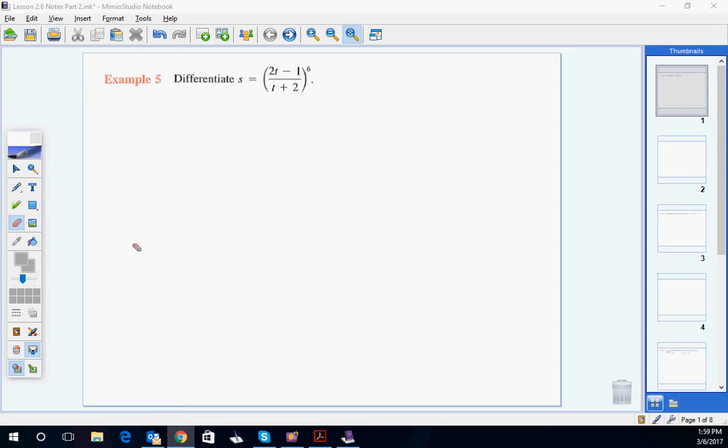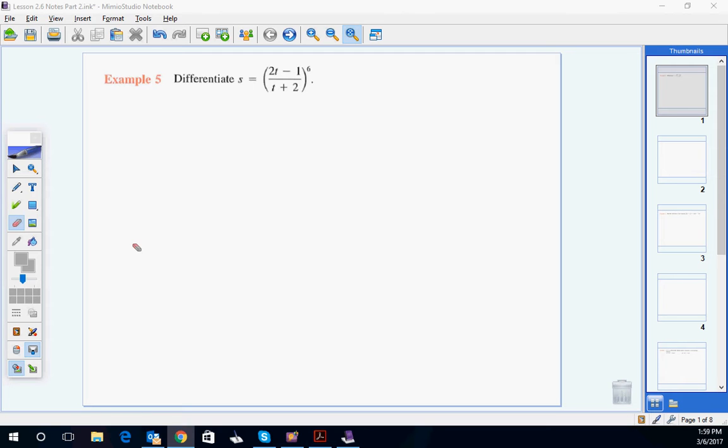2.6 part 2 of the chain rule. So we did the first 4 examples of the lesson last class, and today we're doing 5, 6, 7, and 8. I think we have 4 examples. So 5, 6, 7, 5 examples. Okay, we have 5 examples to do to finish it off.